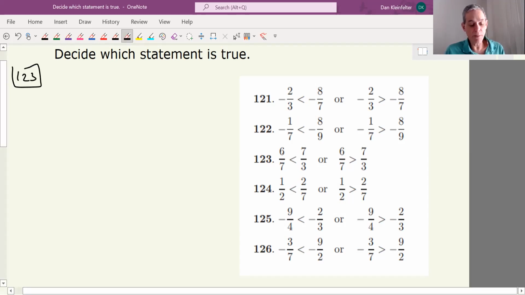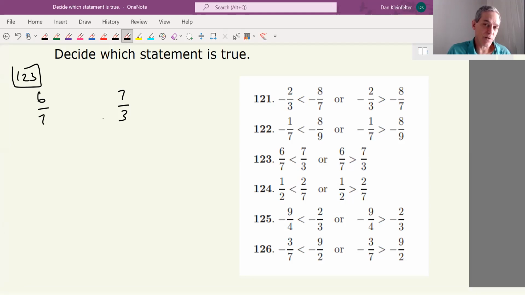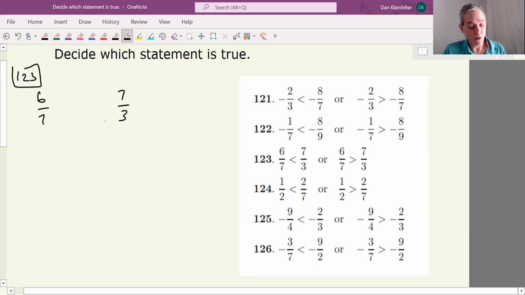Okay, so we're comparing 6/7 and 7/3. So we want to think about what would be a good new denominator for both of those fractions. The smallest number that both fractions' denominators divide into is 21. So 7 and 3 will build up both of those so that our denominators are 21.